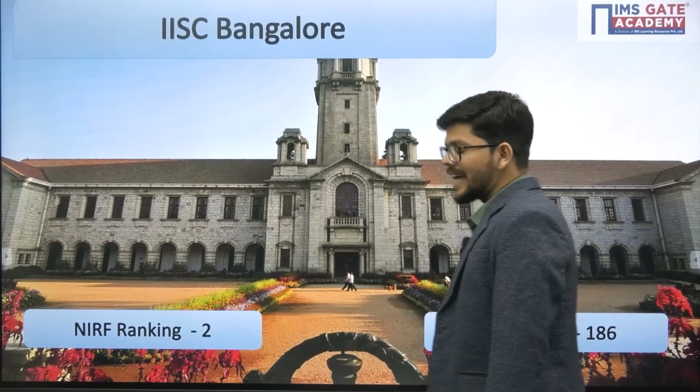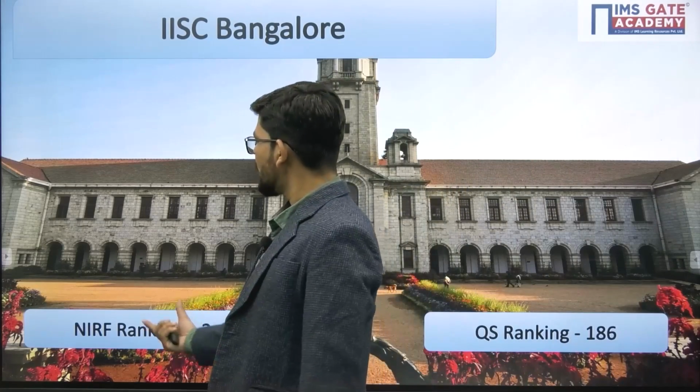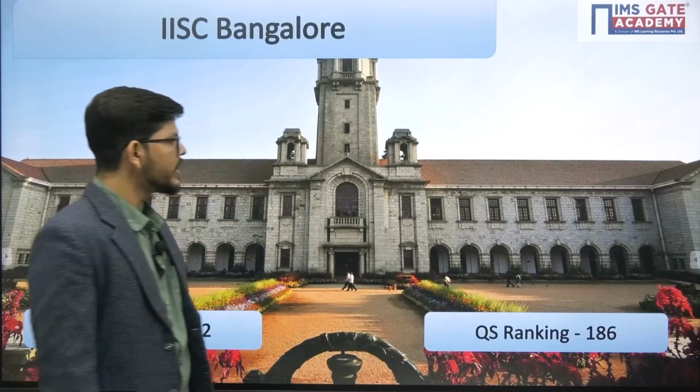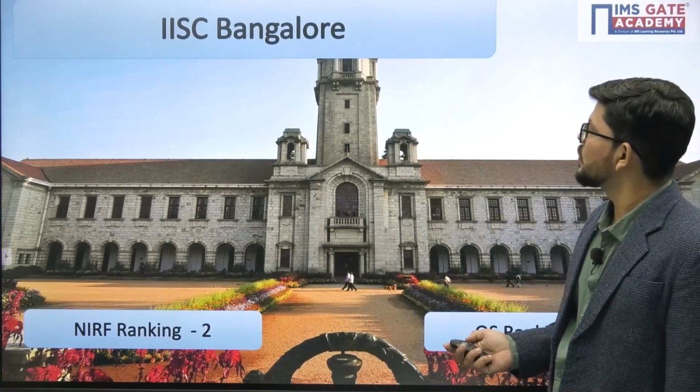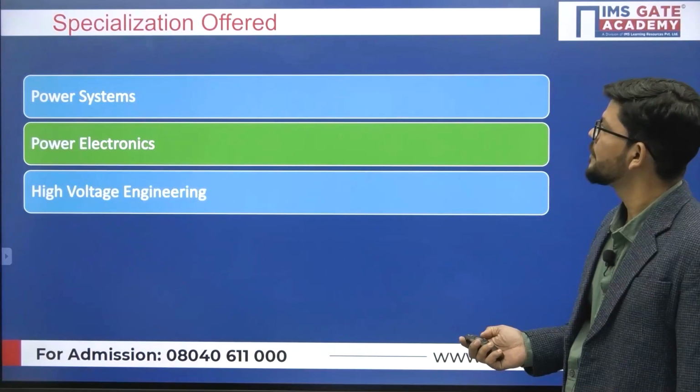Now coming to IISc Bangalore. Whatever you can say about IISc Bangalore is not going to be enough to describe it. This institute has a great reputation not only in India but all across the world as well. If we talk about NIRF ranking, it has been ranked number 2. But if you talk about the QS ranking, you can spot the difference. It has been ranked 186 in QS ranking. One of the finest institutes for science graduates, science students.